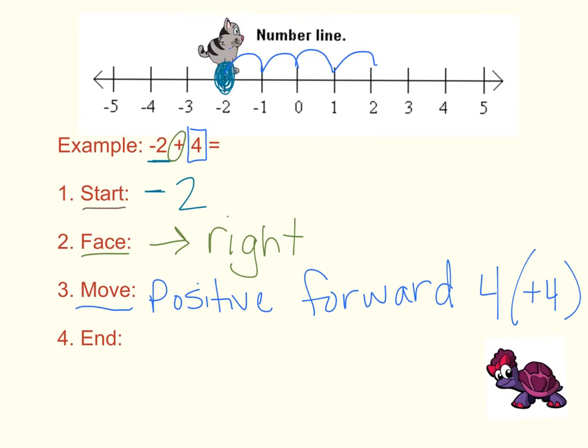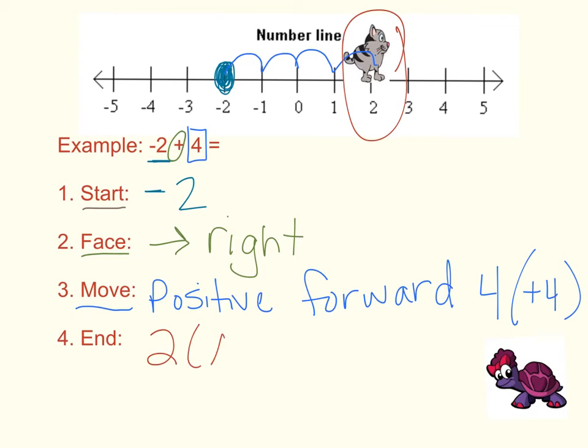So he's here on -2, moving forward. 1, 2, 3, 4. And where do we end? We end at +2. That's our answer. So we have -2 plus +4 equals +2. Okay? Let's look at another example, maybe this time with subtraction.